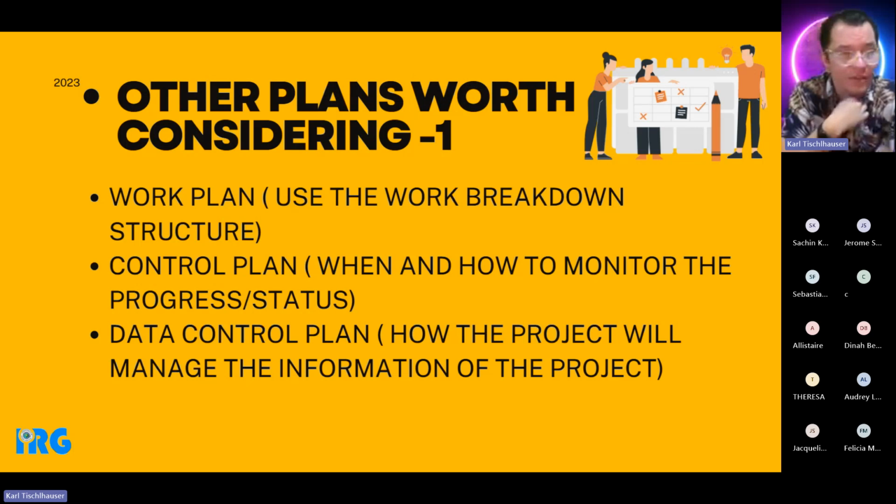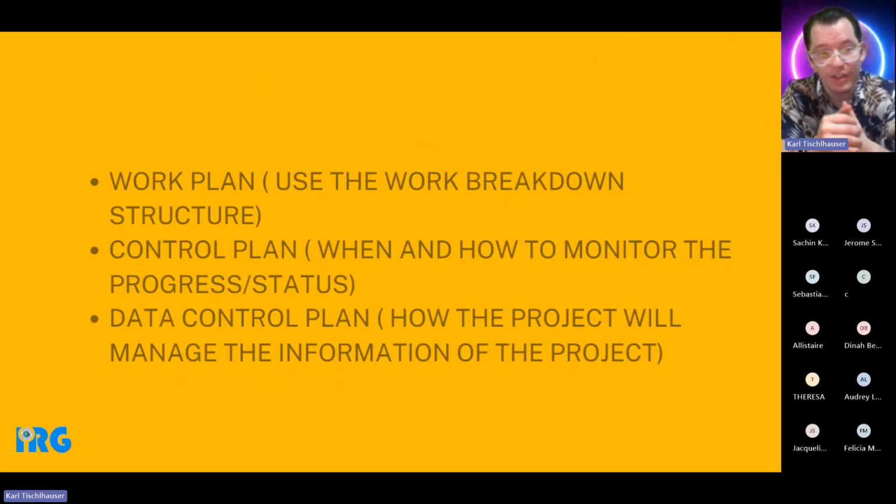Other plans worth considering. So remember, these are secondary plans. You could have a work plan, so you could have the work breakdown structure. If you want to include it in your big project management plan, you're welcome to. If you don't think it's necessary, don't do so. You can have a control plan, so when and how to monitor the progress or status of the project. You can have a data control plan. The data control plan is something I added recently to the slide because of the prominence and the importance of POPIA. We need to protect personal information, and that's becoming more of an issue in South Africa with the introduction of new legislation to control data and better manage individuals' personal information.